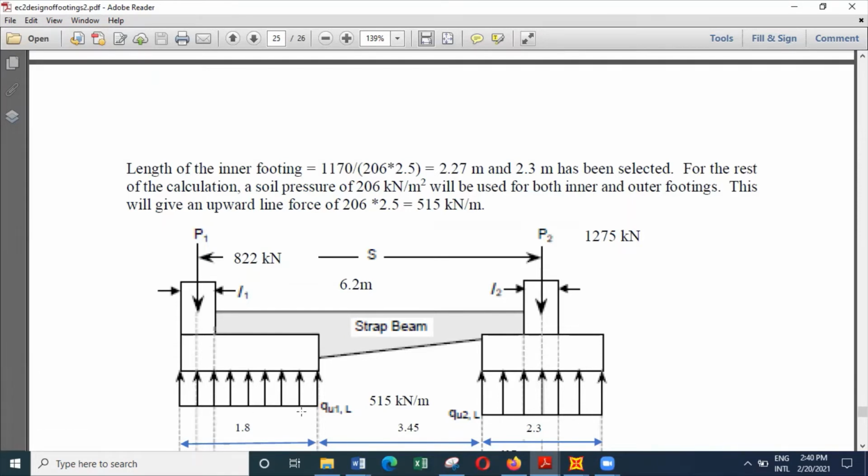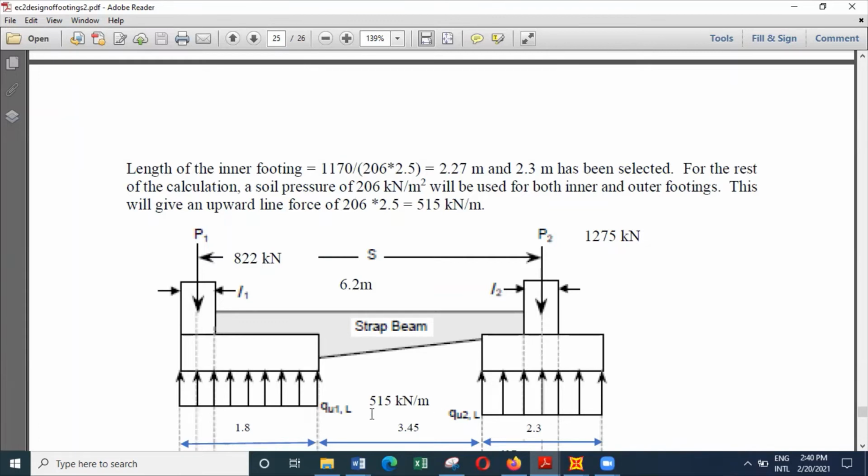So we have considered that, due to the way that we selected the size of the bases, the pressure here will be 206, the pressure here also 206, the width of the base is 2.5 meters. Then we can see this line load should be 515 kilonewtons per meter.